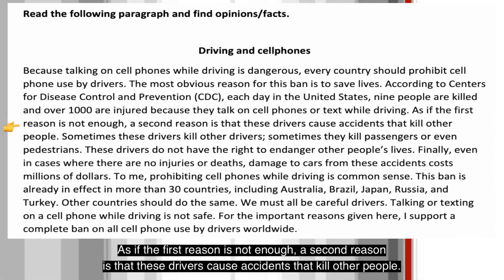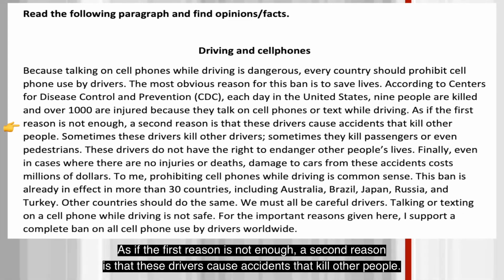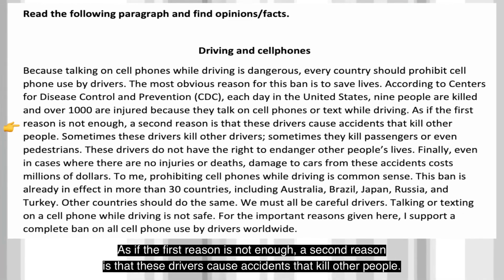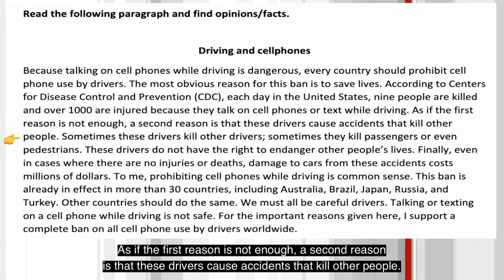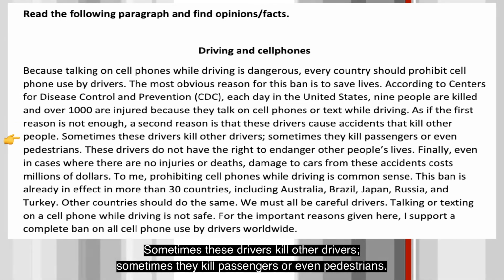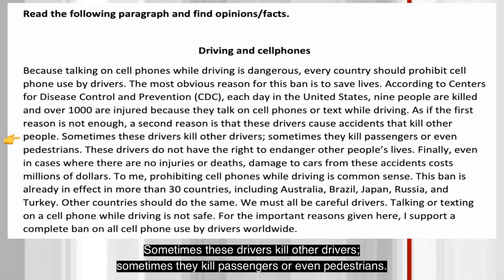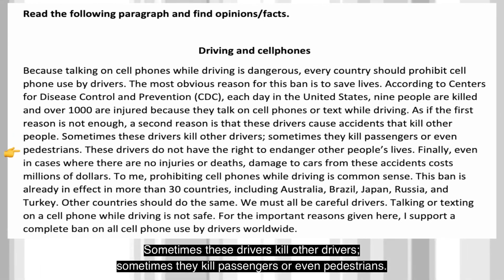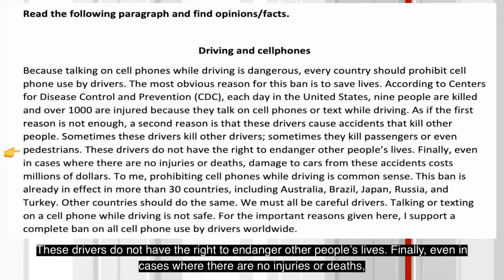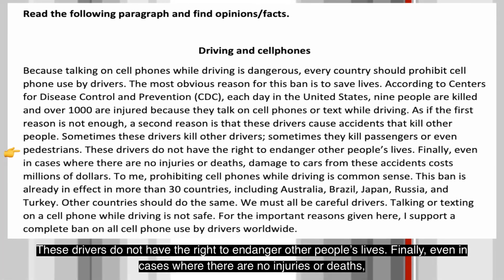As if the first reason is not enough, a second reason is that these drivers cause accidents that kill other people. Sometimes these drivers kill other drivers, and sometimes they kill passengers or even pedestrians. These drivers do not have the right to endanger other people's lives.